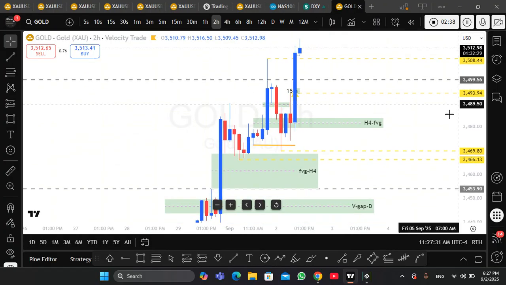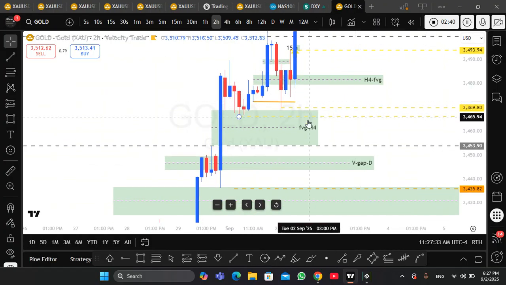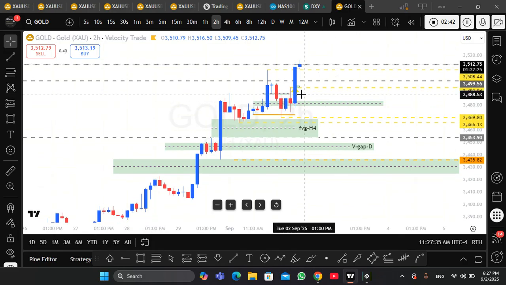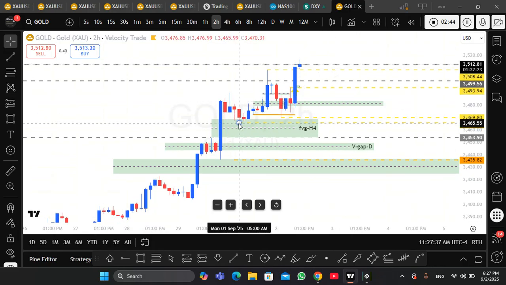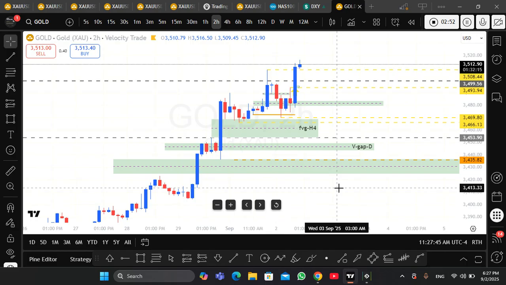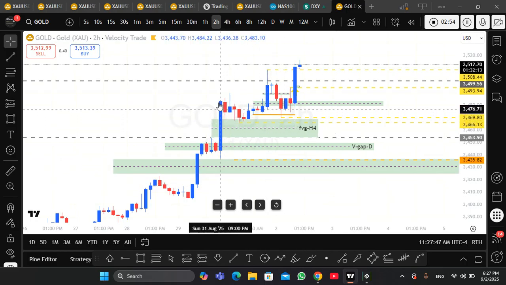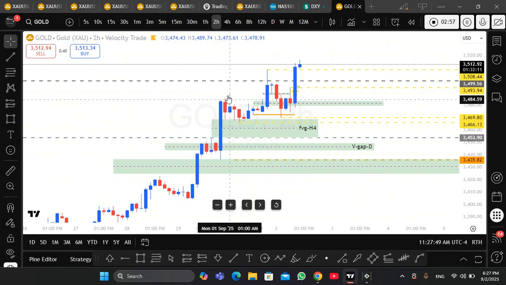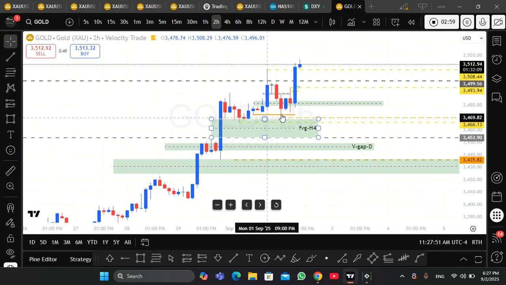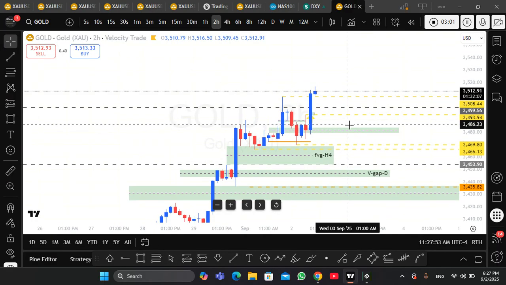Why? Because if the market decided to move downward, it should break at least this low and this low. At that time, we would say the market is trending bearish. But this is a higher high, this is a higher low, this is a higher high, this is a higher low. So the structure does not go with that.